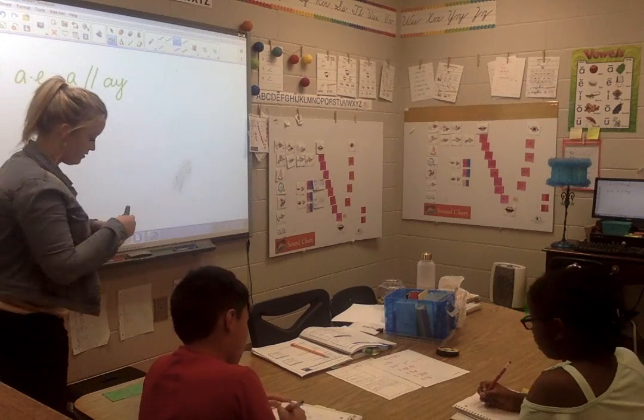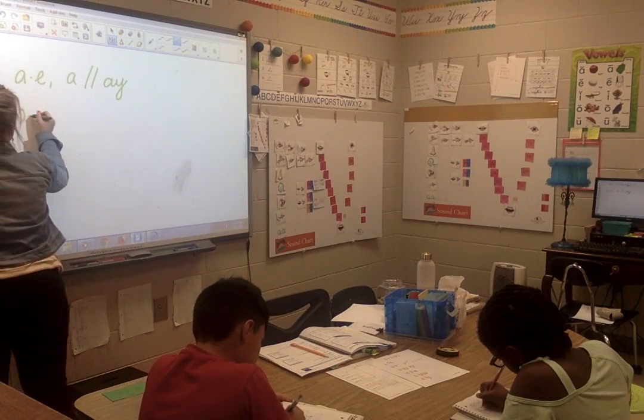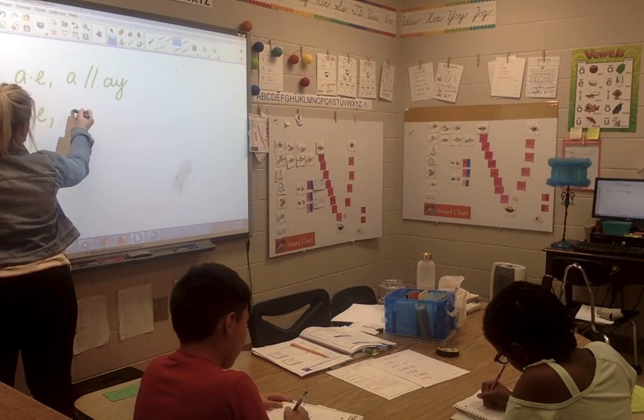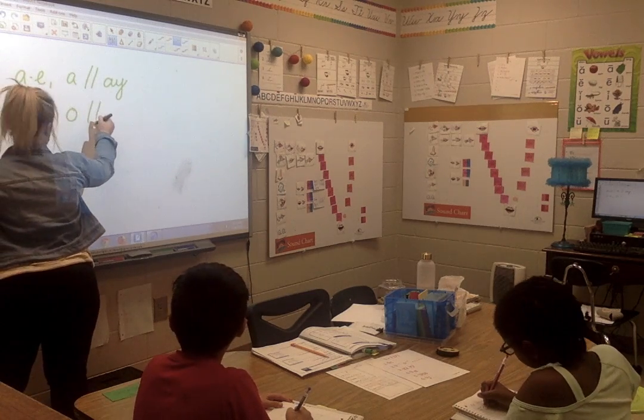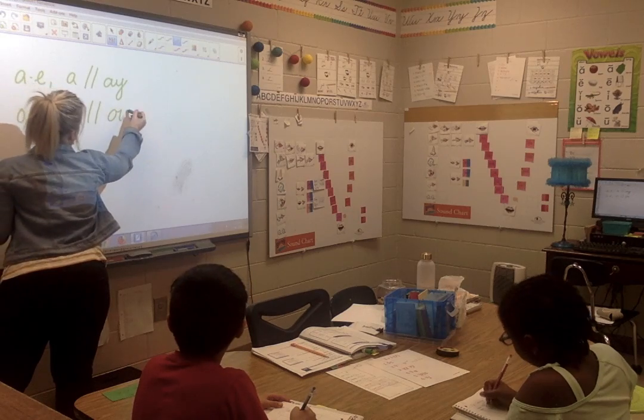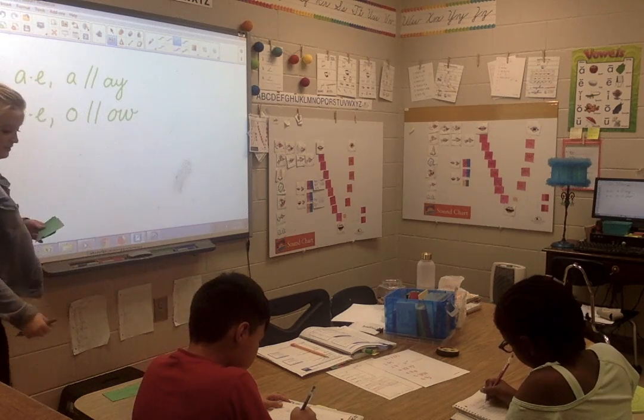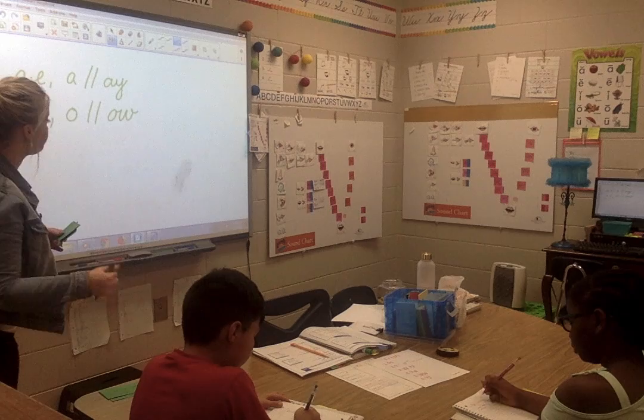O, O consonant E. Nice. Comma O. Nice. Final position, O W, O W like snow. Good job.